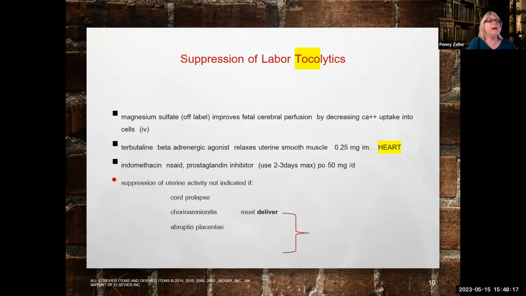So terbutaline is a beta adrenergic agonist. In other words, it's affecting the heart and the blood vessels. It also relaxes the smooth muscles, and the uterus is a smooth muscle. So terbutaline relaxes the uterine muscle. Now remember, if we have a drug we're giving to relax the uterine muscle and it's an agonist on the beta receptors, it's also going to what? Increase the heart rate and the blood pressure.